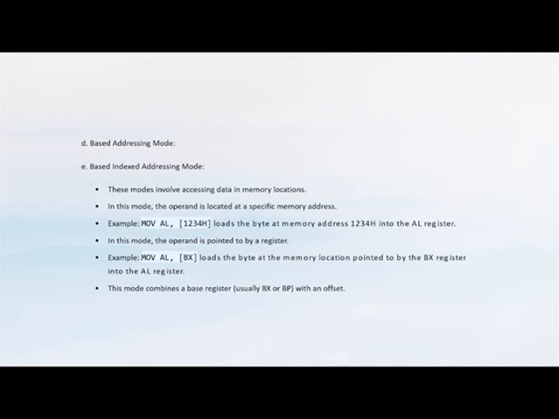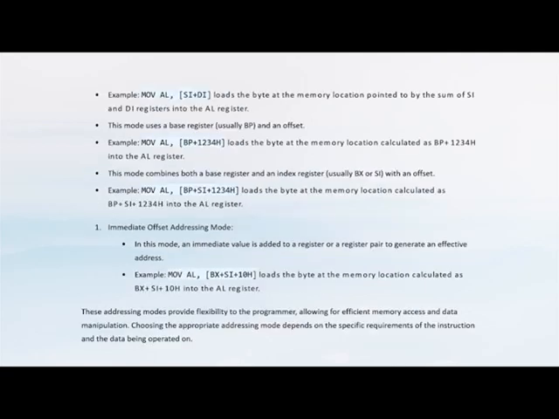For example, here is one example: MOV AL, [1234H] loads the byte at memory address 1234H into the AL register. This mode combines a base register, usually BX or BP, with the offset. For example, MOV AL, [SI+DI] loads the byte at the memory location pointed to by the sum of SI and DI registers into the AL register.